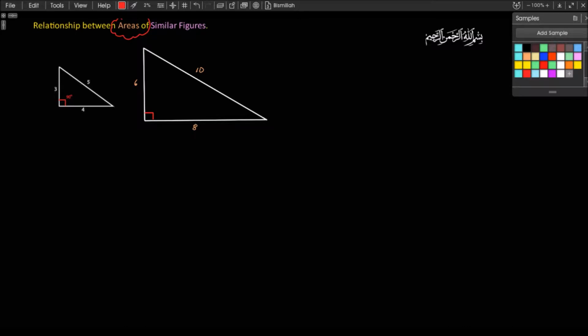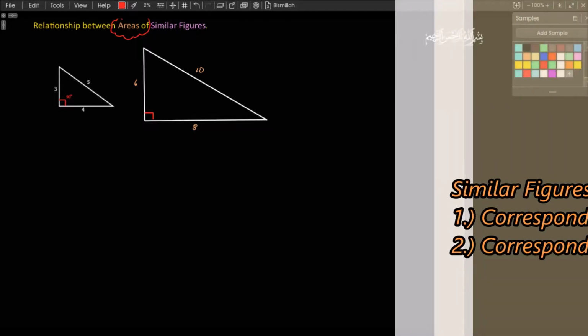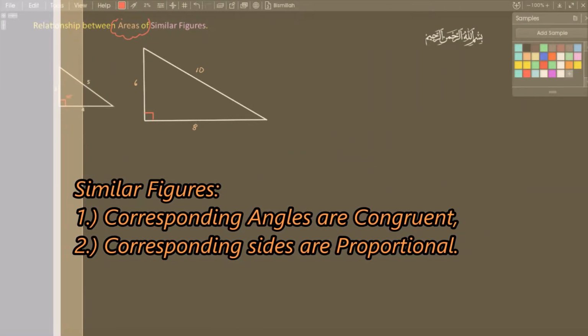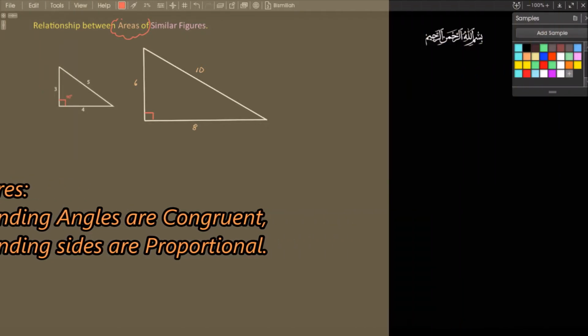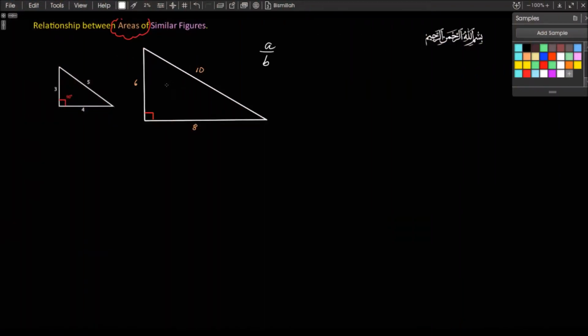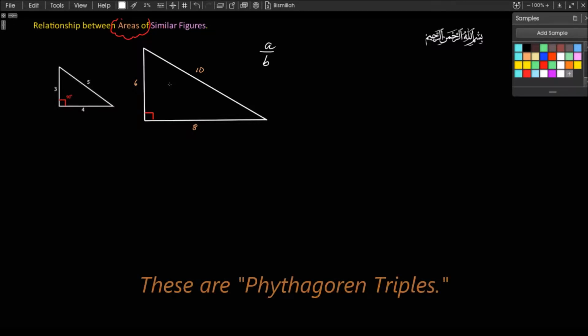If you recall, if two figures are similar, then two conditions must apply. All their corresponding angles are congruent, and all their corresponding sides are proportional. For example, before you here, you see two similar right triangles. The second triangle is simply a multiple of the first one. Every side is multiplied by 2. So the ratio of the sides here is 1 to 2.